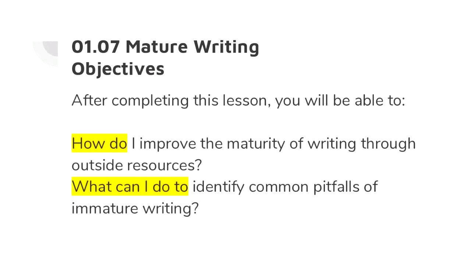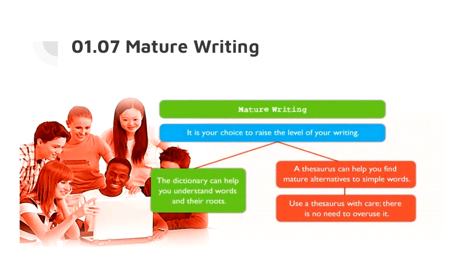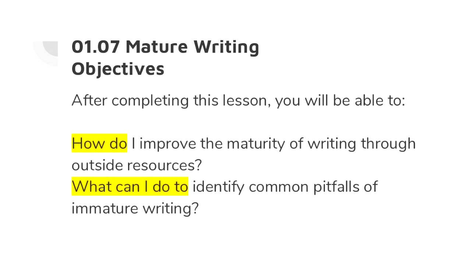And then the next one, 1.07, is after completing this lesson, you will be able to, and here are your objectives. How do I improve the maturity of writing through outside resources? What can I do to identify common pitfalls of immature writing?